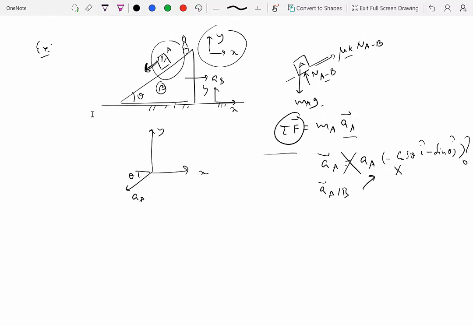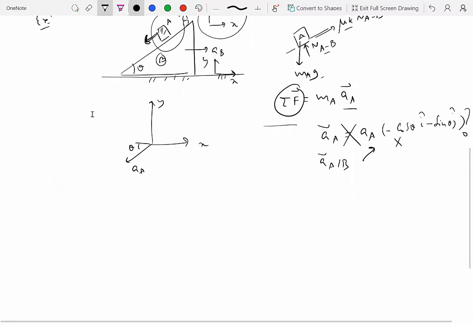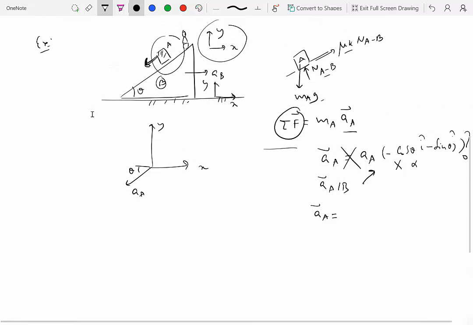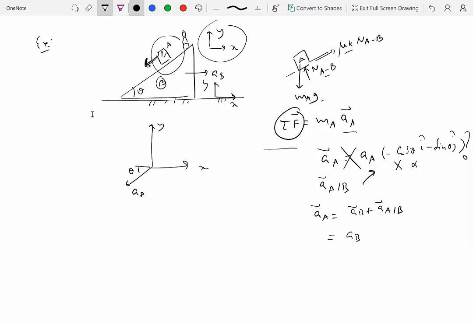So coming back to this problem, you would have to really attach your reference frame to either a constant linear velocity object or to a fixed object. If you do that, then the acceleration of A would not be equal to what I have written over here, but you would have to use the relative acceleration formula: the acceleration of A would be equal to the acceleration of B plus the acceleration of A relative to B. And the acceleration of B is clearly along the x direction, so that would be some magnitude times I hat plus this quantity, which you will write from here.